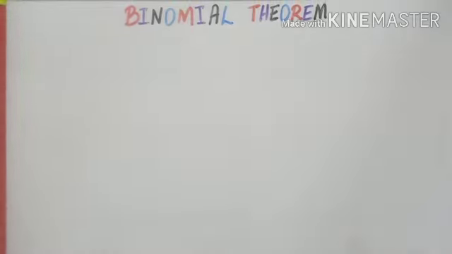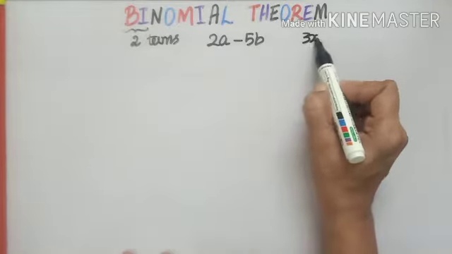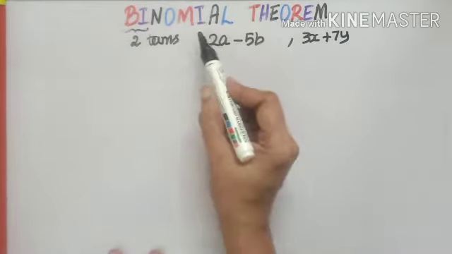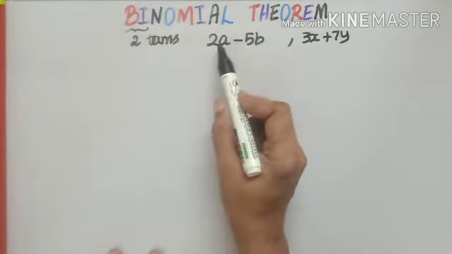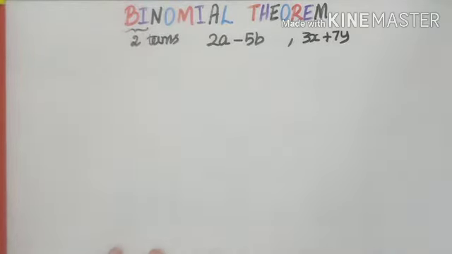Binomial. What does the word bi mean? Bi means two. Nomial. So, it is an expression containing two terms. For example, 2a minus 5b. Either plus symbol or minus symbol. 3x plus 7y. So these are some examples for a binomial. How many terms are there? Two terms. In between either plus symbol or minus symbol.